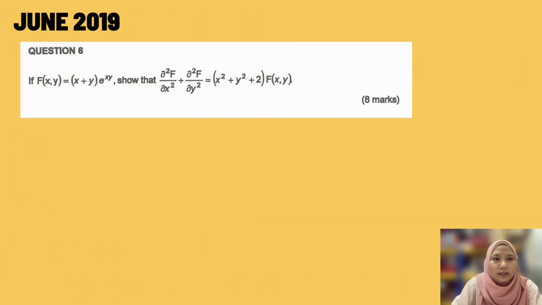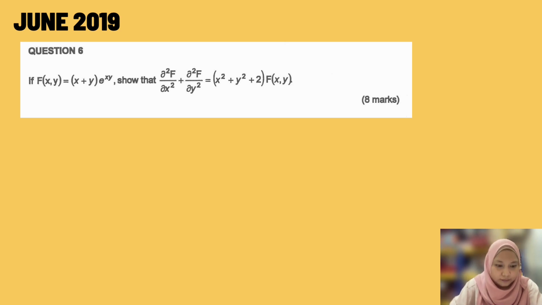Alright, so we come to the last question. June 2019, question 6. If f(x,y) equals (x plus y) to the power of xy, show that d squared f over dx squared plus d squared f over dy squared equals x squared plus y squared plus 2 f(x,y). So this is a proving question.